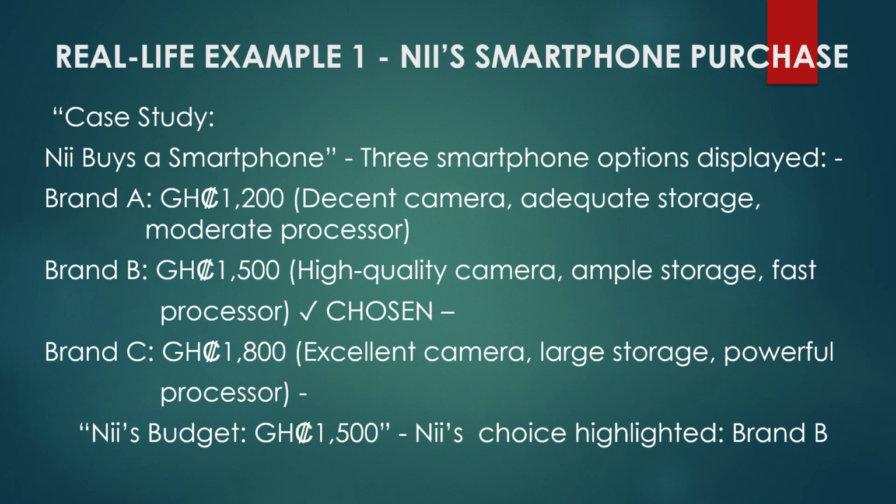What does Ni do? He chooses plan B. So if you look at the slide there, B is ticked and written there, chosen. Why? Because it strikes a balance between price and features. He gets the qualities he needs at a price he can afford. He stays within his budget and gets good value.